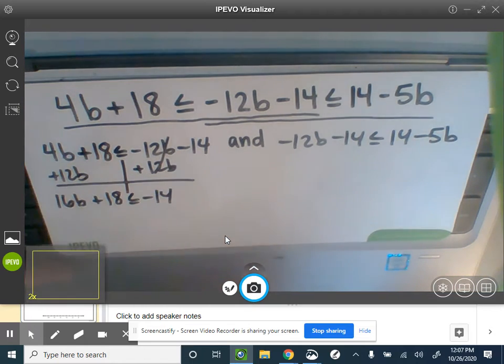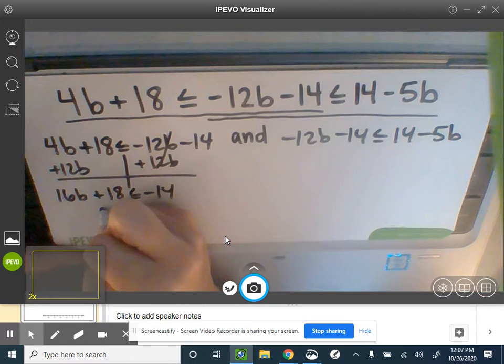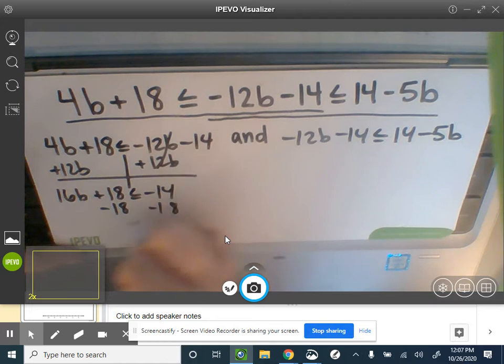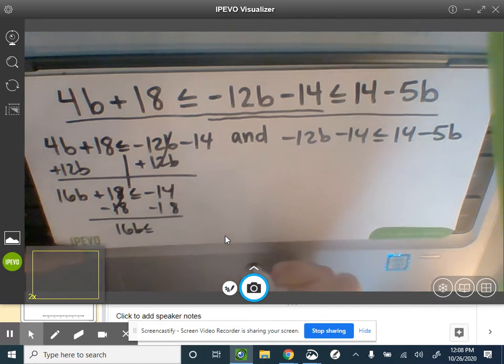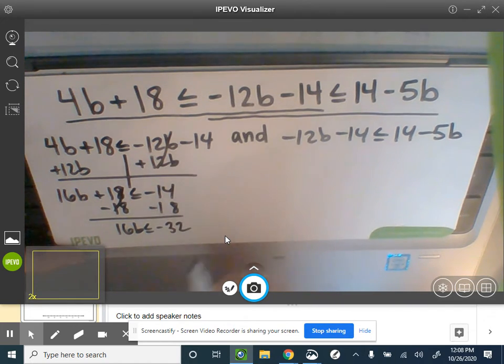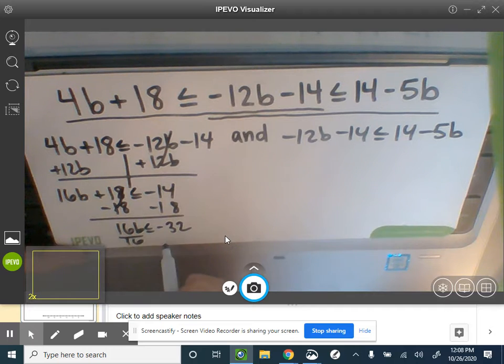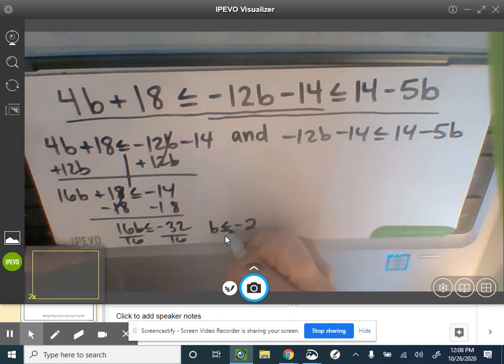Now it's just a two-step inequality. Subtract 18 from both sides. 16b is less than or equal to negative 32. Divide both sides by positive 16, meaning we will not flip the symbol, and we get b is less than or equal to negative 2.